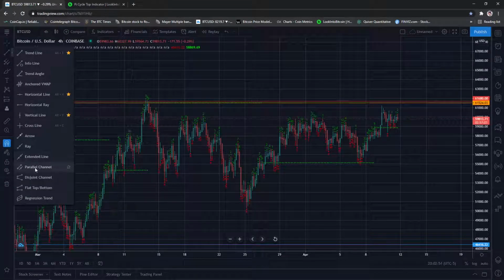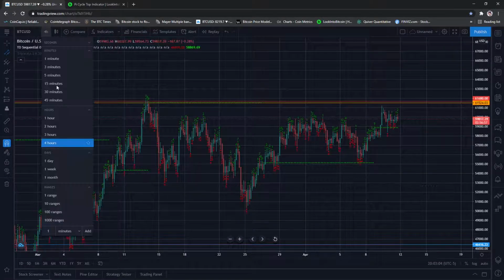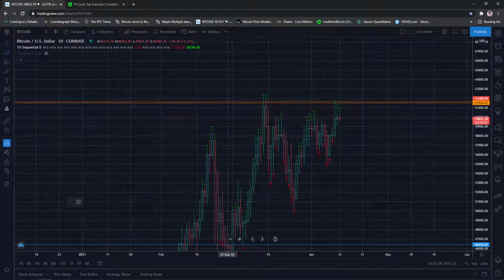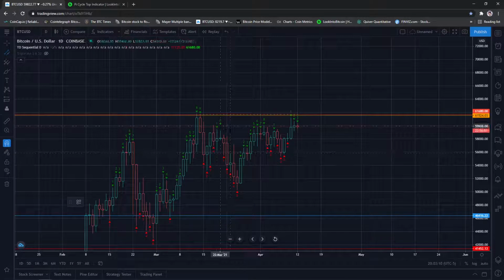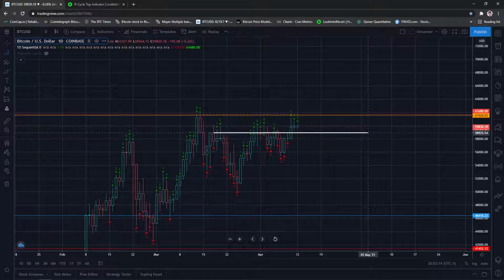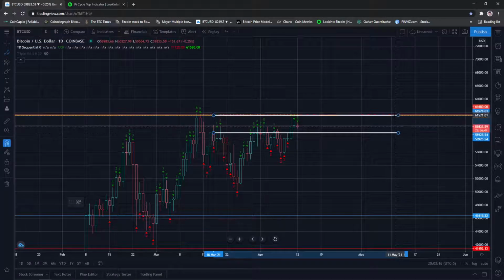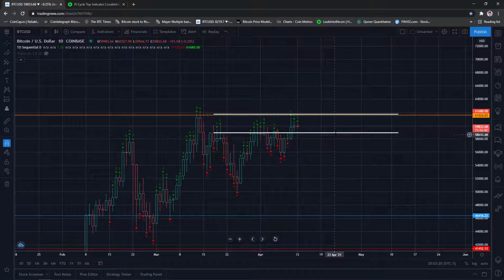Let's see, I can draw something like that. So it's kind of like a channel, but it's a zone of resistance. So let's look at it on the daily. Yeah, the daily, there's a lot more data on it. But I would say a zone of resistance would be somewhere right here. It's like this, right? So we have a zone of resistance.